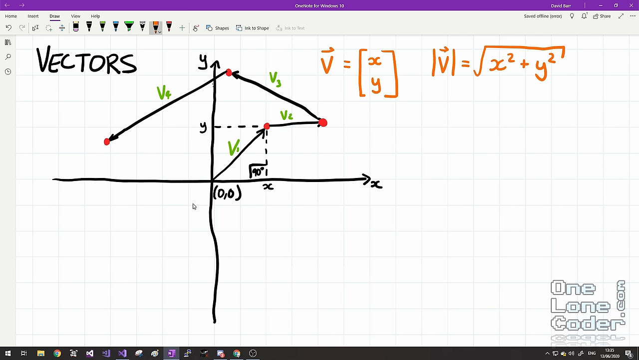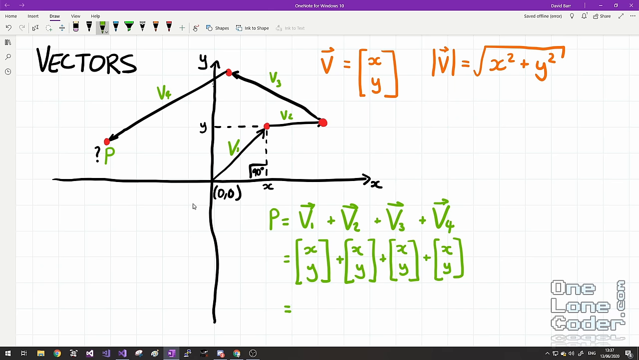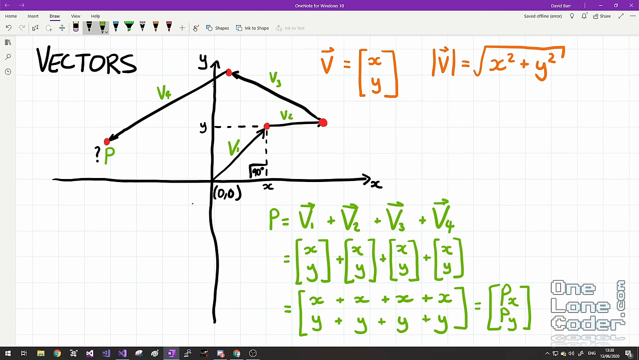If we wanted to work out the location of this final point over here, we can add up all of the vectors on this path to give us that point. And therefore we can say that P is equal to V1 plus V2 plus V3 plus V4. To add the vectors, don't forget these will each have their own sets of X and Y's, we add together the common components of each vector. So it becomes x plus x plus x plus x and y plus y plus y plus y, which will give us the position of our point as a vector. And this holds true because it's a point in 2D space, but it is still a vector starting from the origin.